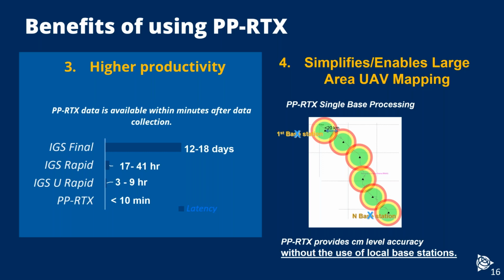The final benefit that we'll discuss is that PP-RTX simplifies the collection of data that is not close to a base station. Traditionally, you would need to operate within 20 kilometers of a base station, which may be difficult if you rely on publicly available base stations, or if you have a long or large area to map. But since PP-RTX does not require a base station at all, that's something you don't need to worry about at all.